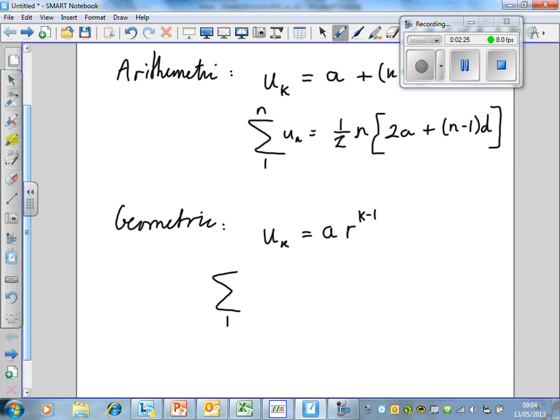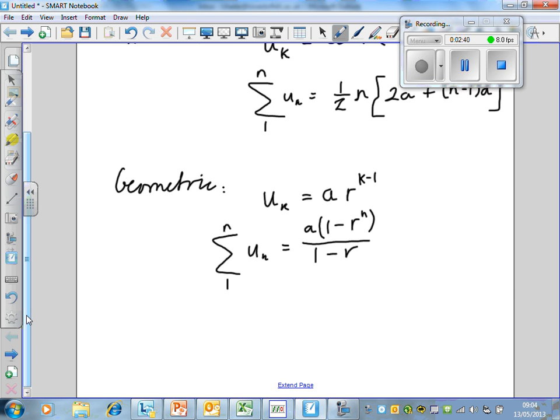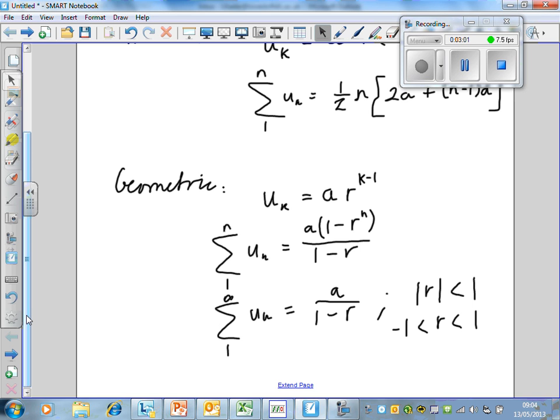And here we have two formulas for the sum. We have the sum from 1 to n of the geometric sequence, which is a times 1 minus r to the n, all over 1 minus r. And we also have the sum to infinity, which is a over 1 minus r. But this is only true if the mod of r is less than 1. Now what this means is basically r is between 1 and minus 1. Okay, the common ratio is between 1 and minus 1.